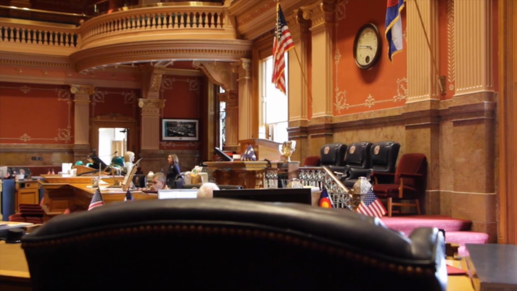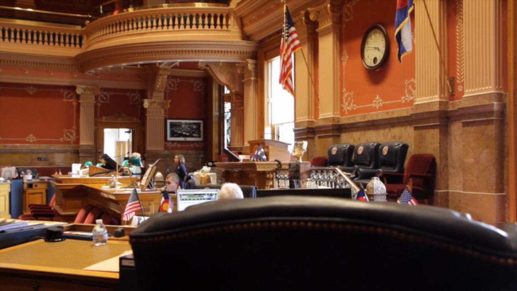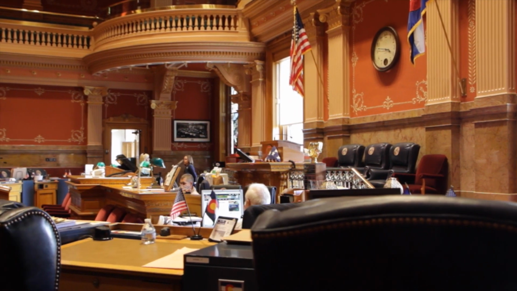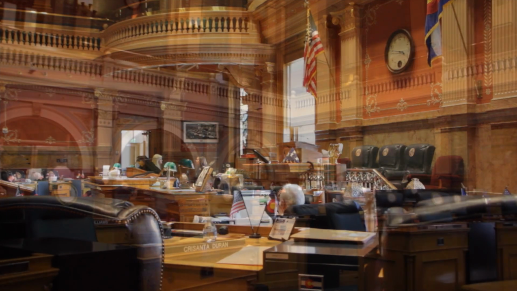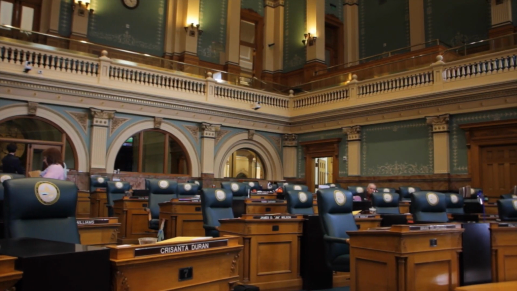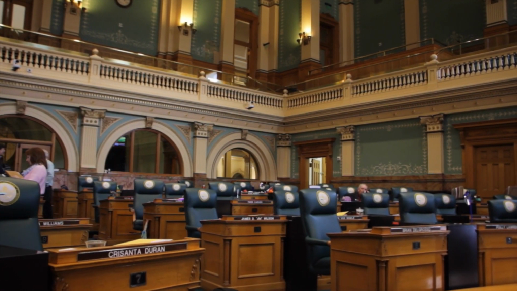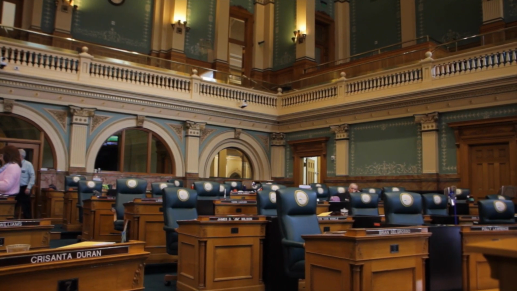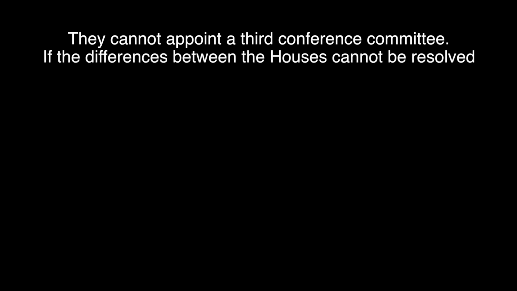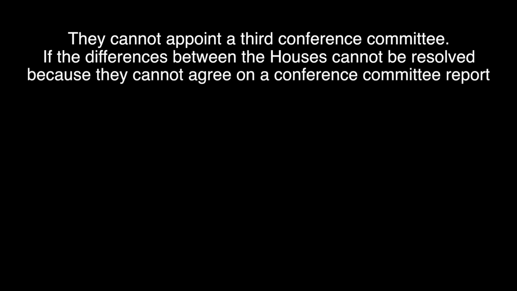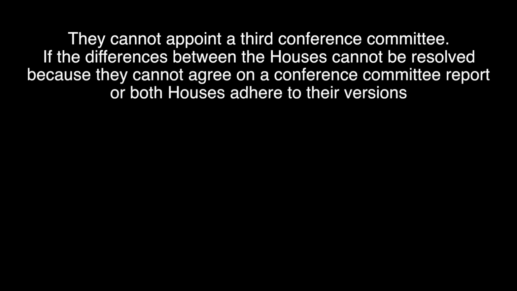After this, each house may adopt the report and re-adopt the bill, or reject the report and either appoint a second conference committee, or adhere to its version, or adopt the other house's version. If the houses do not adopt the report of the second conference committee, they cannot appoint a third conference committee. If the differences between the houses cannot be resolved, either because they cannot agree on a conference committee report or because both houses adhere to their versions, the bill dies.